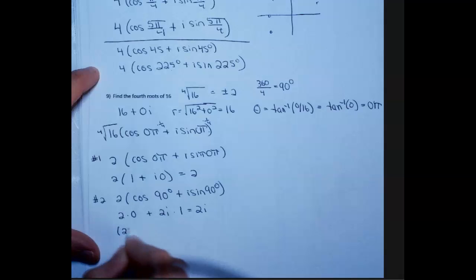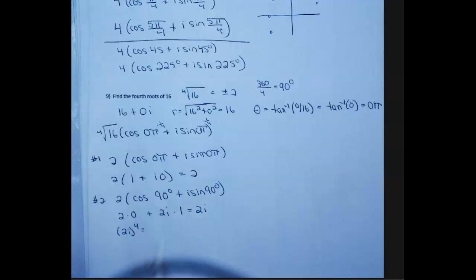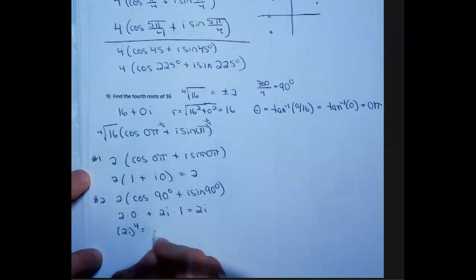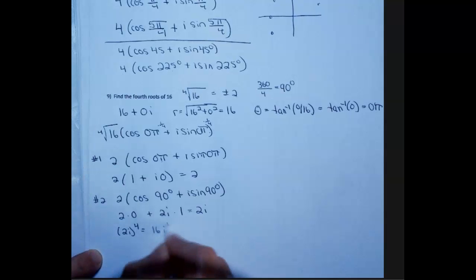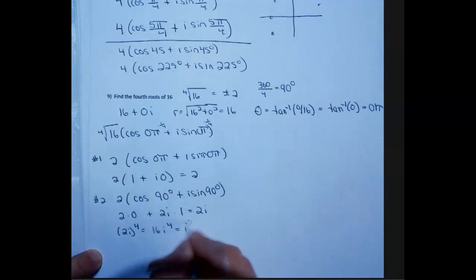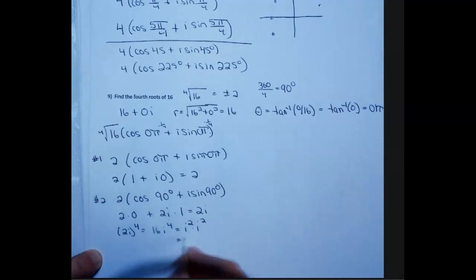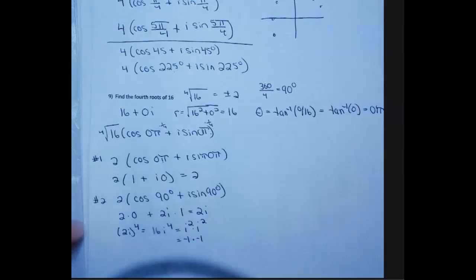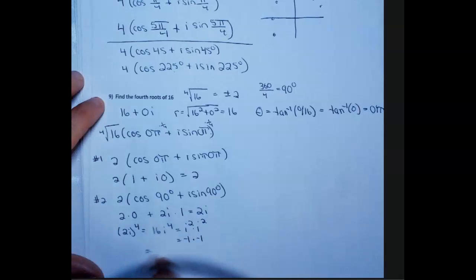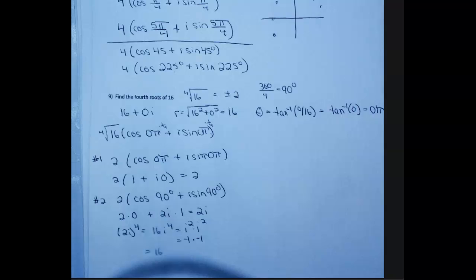Remember, what we're saying is 2I to the 4th should get me back to 16. Well, let's take a look. 2 to the 4th would be equal to 16, and I to the 4th, if you think about that, breaks down to I squared and I squared, which is -1 times -1. Those cancel out, and you are left with 16.